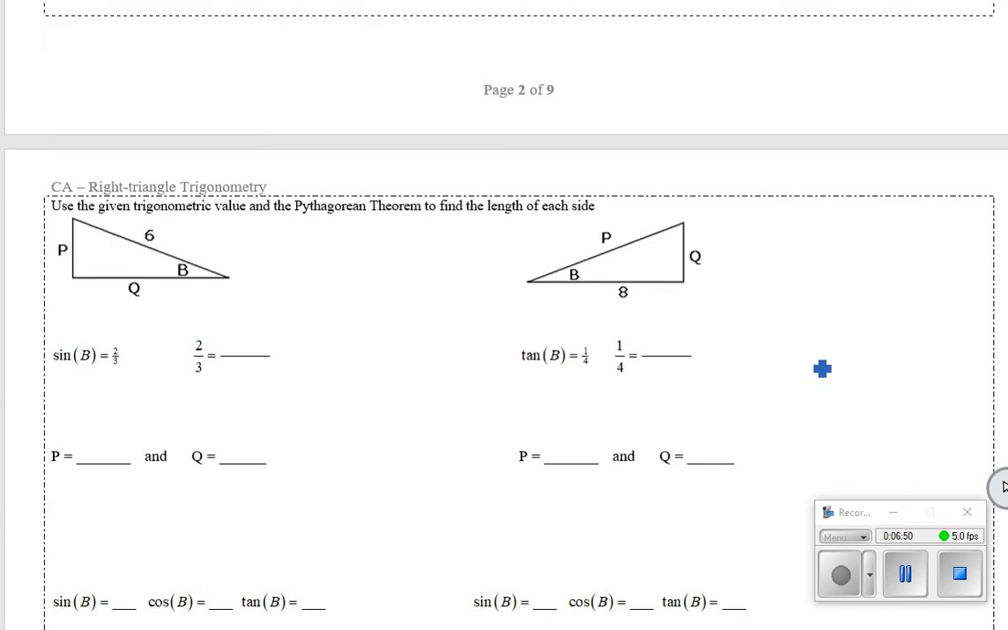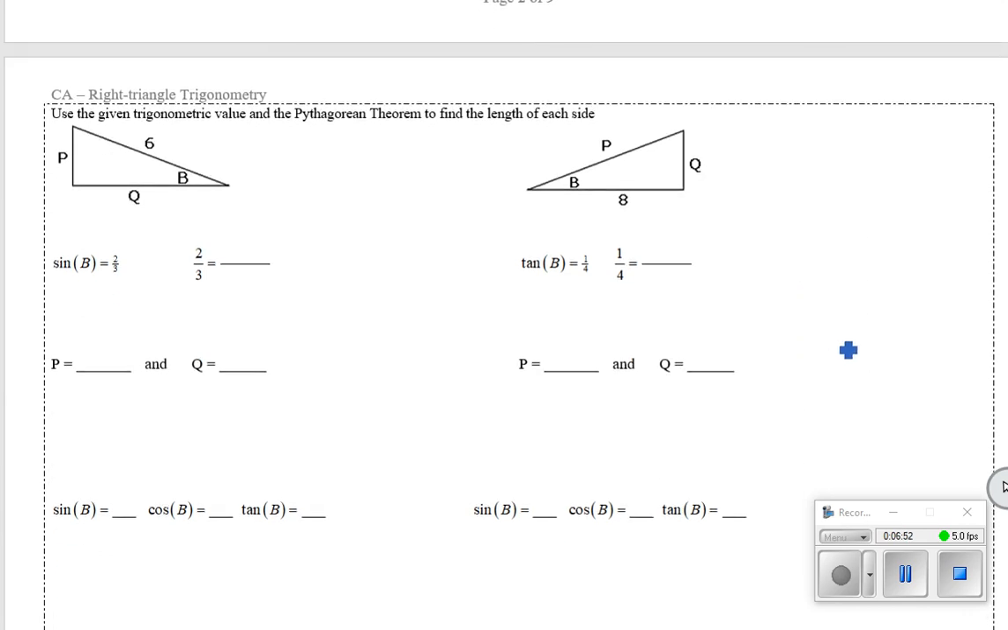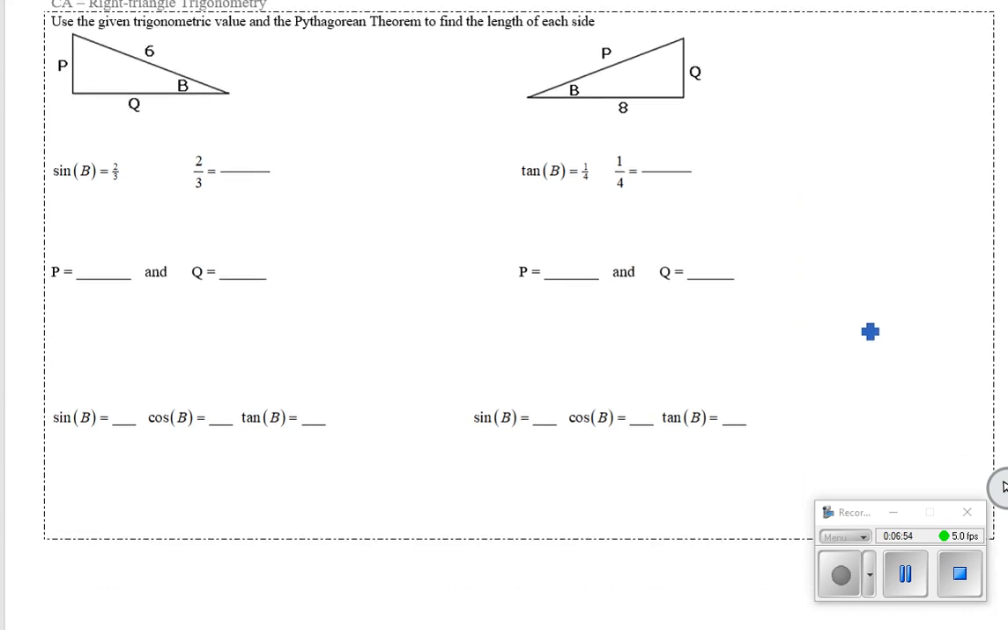That's about all there is to trigonometry. We could just use some more applications of that. Let's look at this. The sine is 2/3. I've given you the value that the sine is 2/3.